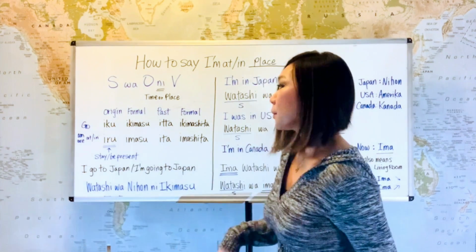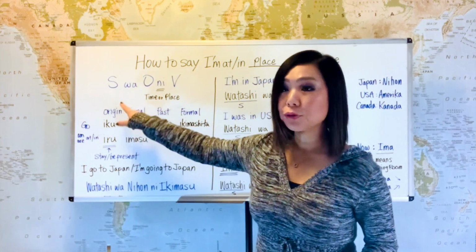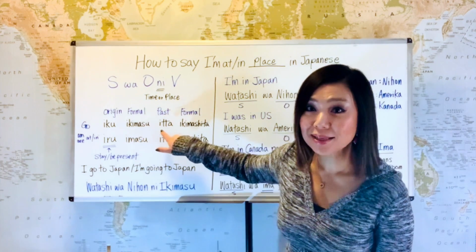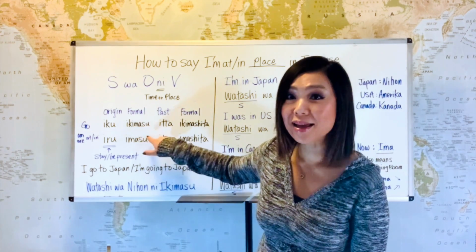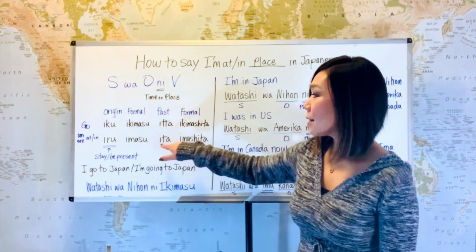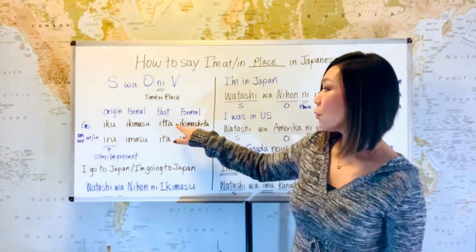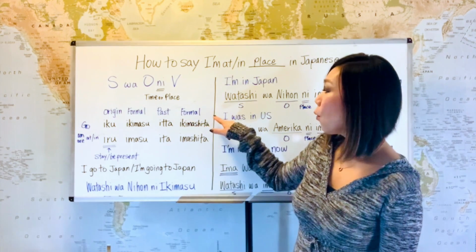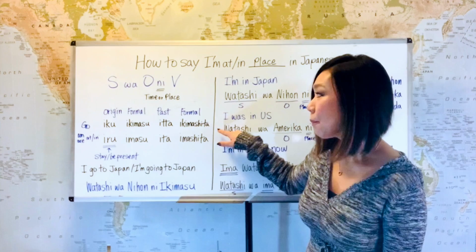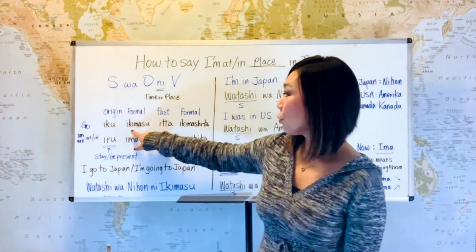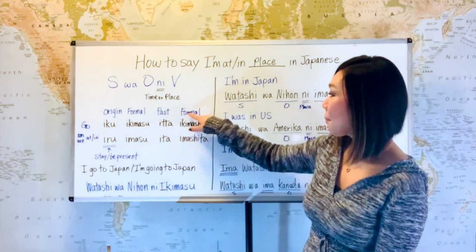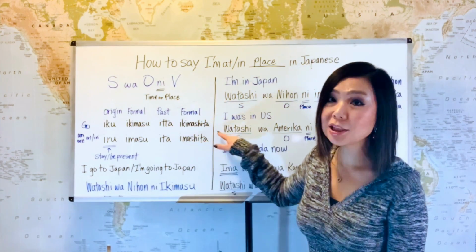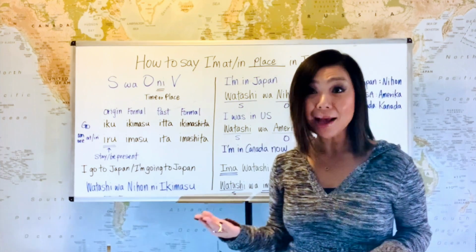So let's review. So iku was the original way of saying go. And then the formal way was ikimasu, right? Notice there was mas there at the end. Ikimasu. And then the past tense in the original way is itta, and then the formal way is ikimashita. So formal way of the present tense was ikimasu, and then the past tense is ikimashita. Mas becomes mashita when it is in the past tense, right?